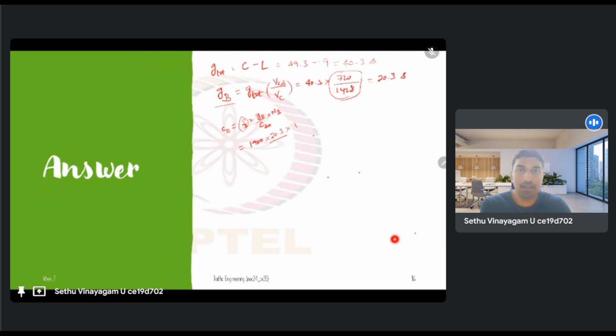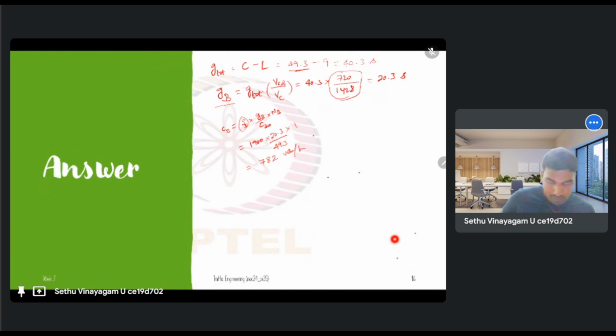And what is the cycle length? Cycle length is 49.3, right? So we used 49.3 here. So this will give you the capacity for the lane group corresponding to phase B. So this is 782 vehicles per hour. Okay, so that is the capacity.